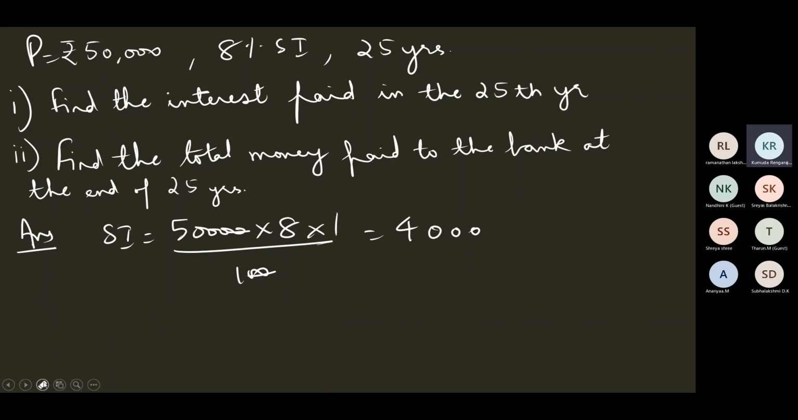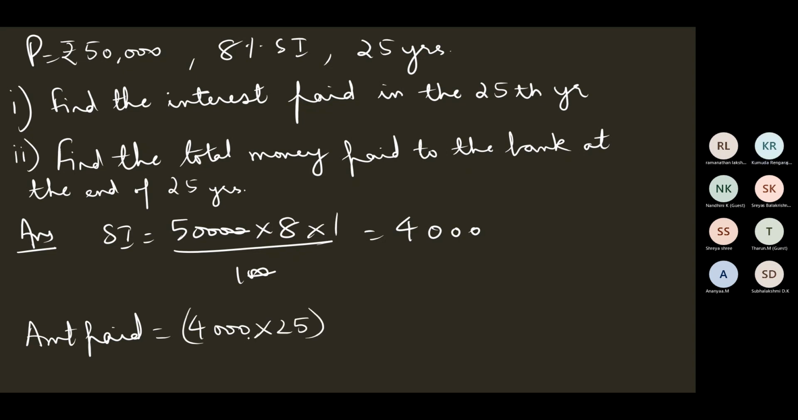The amount which you will settle at the end of 25 years: every year you've been going to the bank and paying 4,000 rupees interest. Like this you've been doing for 25 years. And at the end of the 25th year, you will have to return the principal money of 50,000. So this is the amount paid at the end of the 25th year, the total money which you have spent.